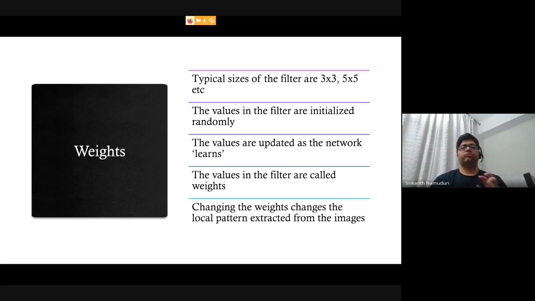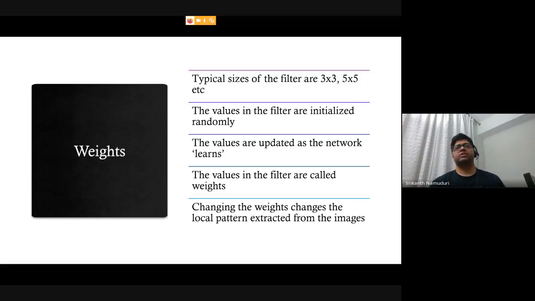One can ask, if we are initializing randomly, how will it extract meaningful features? What we are doing is randomly generating several filters. That's why we never use 1 or 2 filters. Typical examples I've seen use 30 filters, 60 filters, sometimes 500 filters to extract various different types of features from the images.